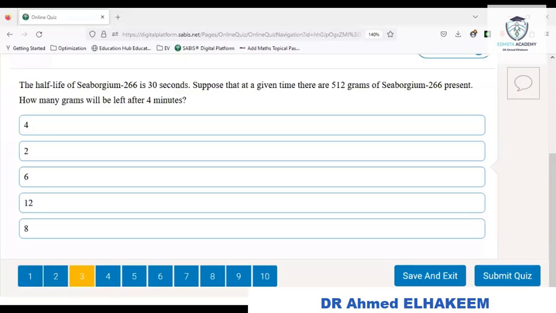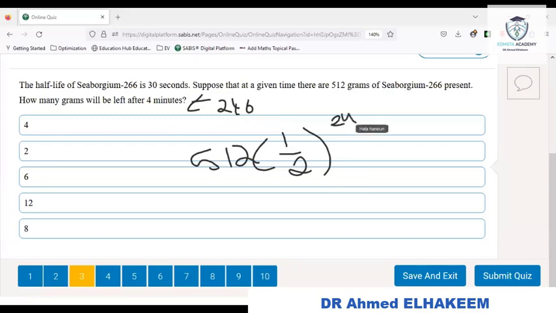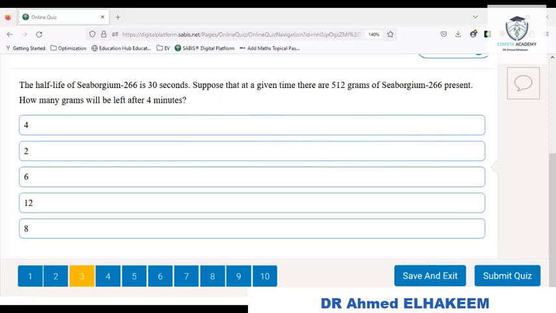This is easy. I know how to solve it. Our math teacher taught us an easier way. It's like this: 512 with half-life to the power of 4 minutes and 30 seconds, which is 240, so to the power of 240 over 30, and then you solve it on the calculator, it's equal to 2. Okay, this is easy and you know how to solve it, but we need to write the rule to memorize it.